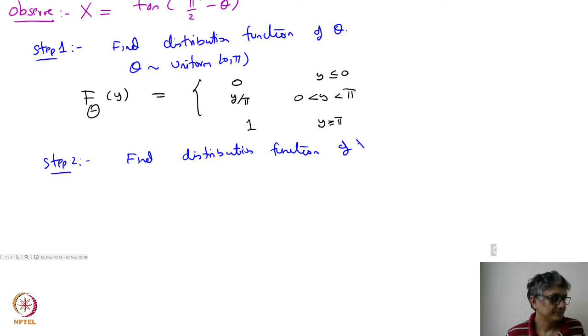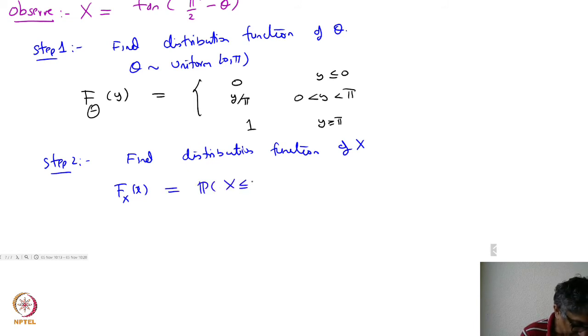Of x. What's that going to be? That's going to be the same as F of x. That's the same as f sub x of little x, which is the same as the chance that X is less than or equal to x. But what's X? X is just the tangent of this angle.